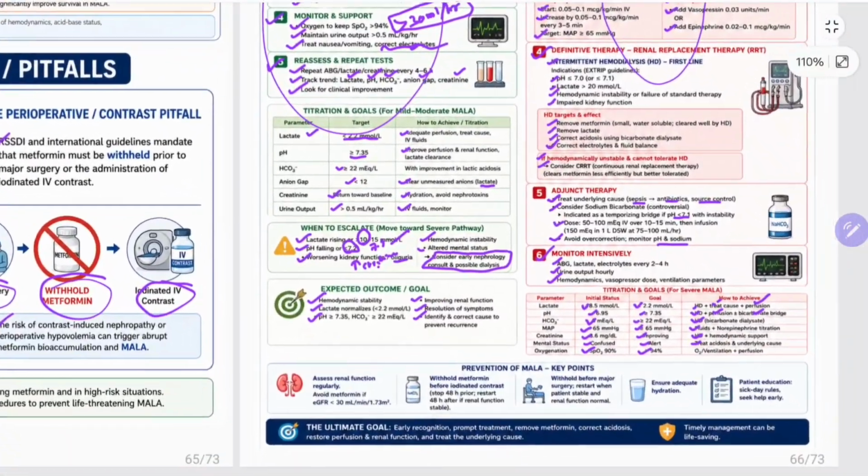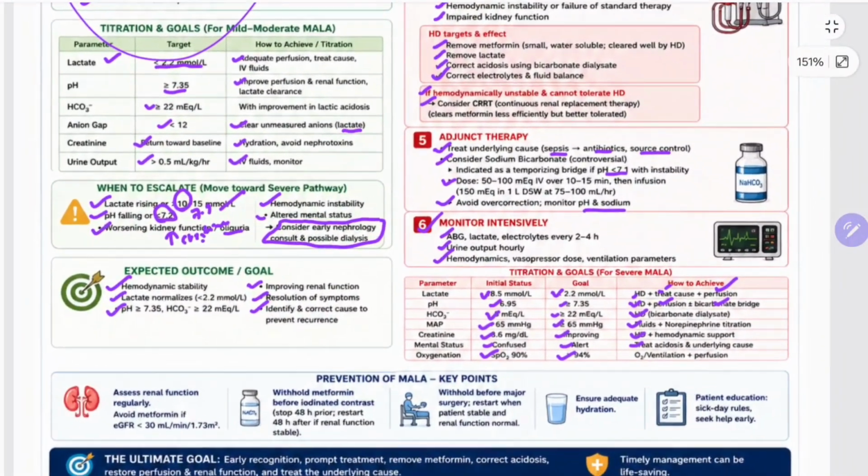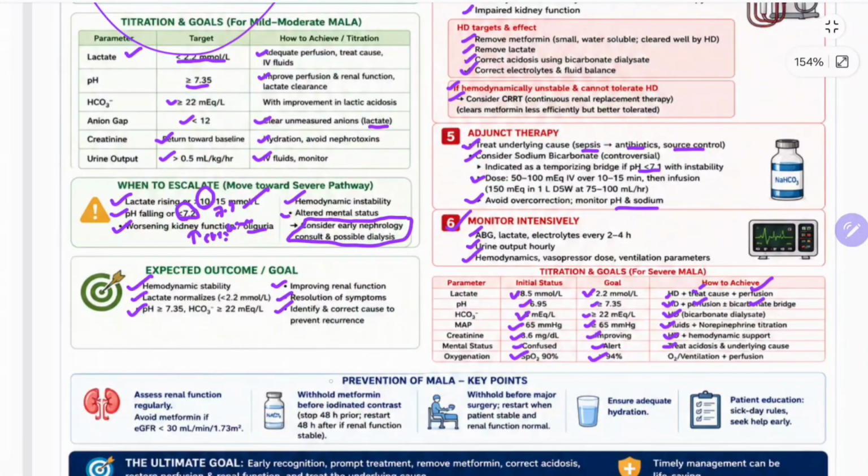Okay. How to prevent MALA? Prevention of MALA. What are the key points? Assess renal function regularly. Avoid metformin when eGFR is less than 30 ml per minute. Okay. Withhold metformin before iodinated contrast.